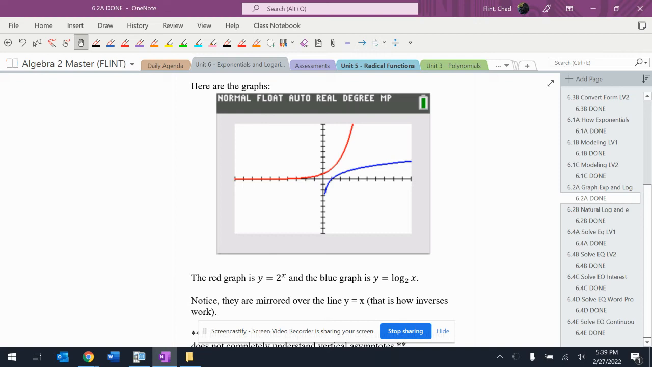So these are the graphs from those two equations above. The red graph is 2 to the x. The blue graph is log base 2 of x. Okay, so like I said, they're mirrored. They're reflected over y equals x. Y equals x is this line right here.